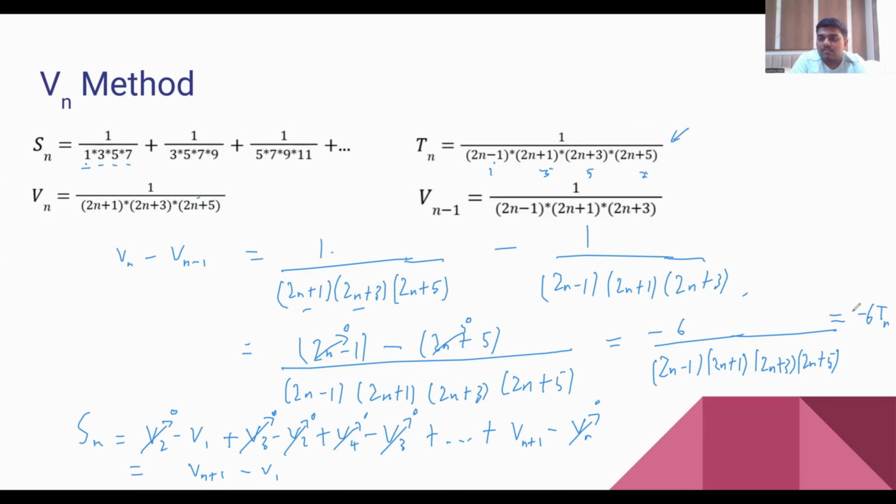But we have forgotten one thing, that Vn minus V of n minus 1 is minus 6Tn. So this will be equal to into 1 by 6, minus 1 by 6 rather. So this is equal to into minus 1 by 6. So you can put the values of V(n plus 1) and V1, and then you can get the summation of first 10 terms of such sequences.